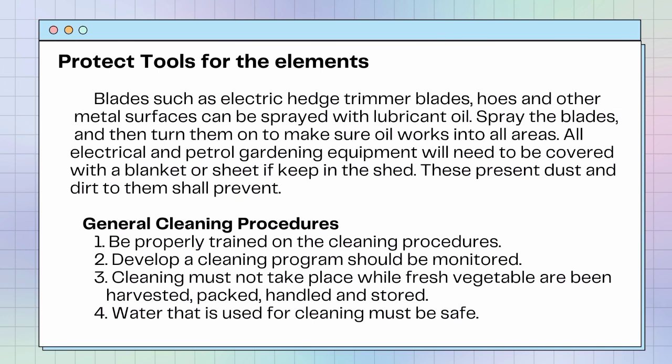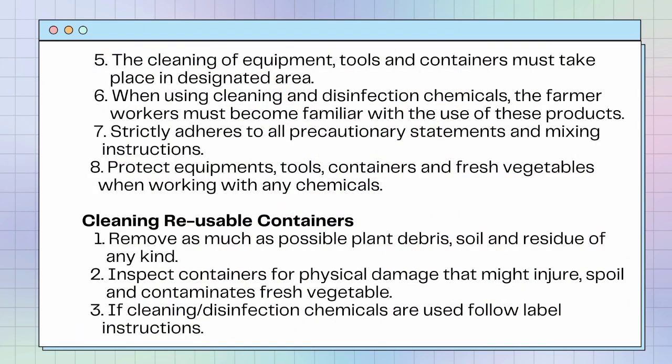General cleaning procedures. Number 1. Be properly trained on the cleaning procedures. Number 2. Develop a cleaning program that should be monitored. Number 3. Cleaning must not take place while fresh vegetables are being harvested, packed, handled, and stored. Number 4. Water that is used for cleaning must be safe. Number 5. Cleaning of equipment, tools, and containers must take place in a designated area.